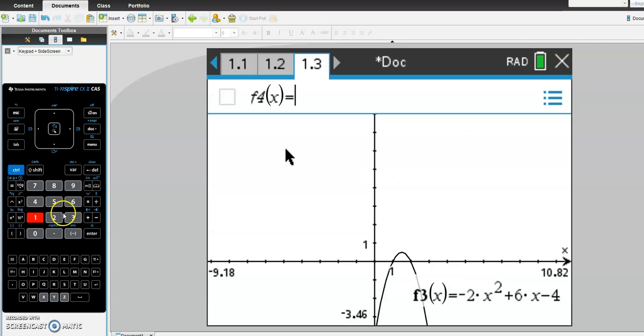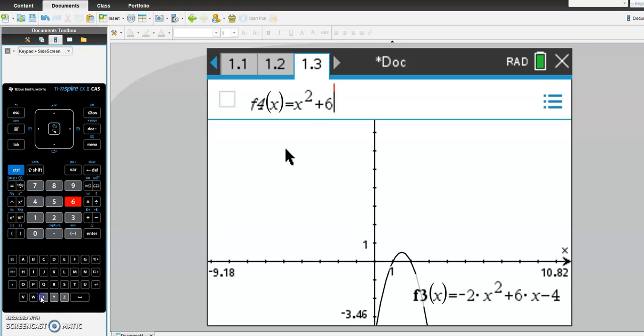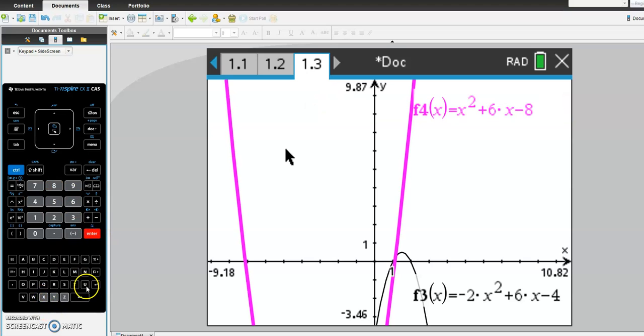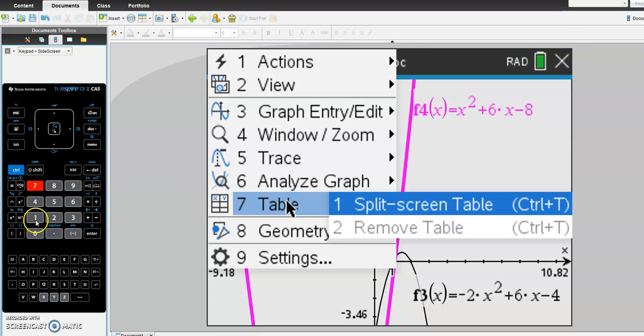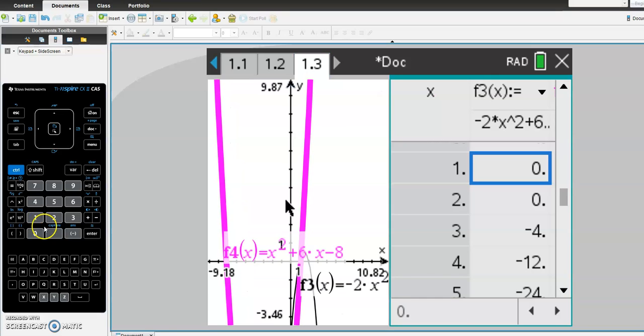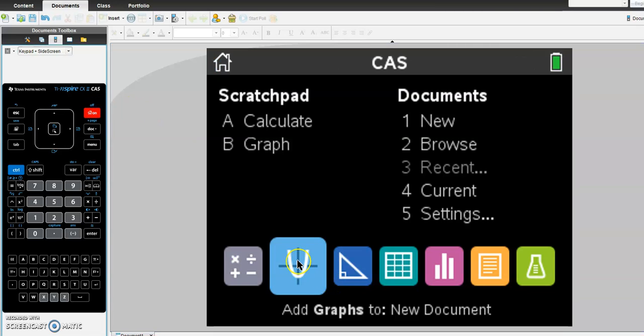Okay, now we're going to insert that quadratic, which is x squared plus 6x minus 8. So x squared plus 6x minus 8 graph. All right, so we're looking for this quadratic right here. We want the table from that quadratic. All right, what you're going to do, I have the steps listed. It says menu 7, which is the table, and 1, which is a split screen table. All right, so what this is, this is my x's. So this is my inputs. Actually, let me start over because I got too many graphs up.